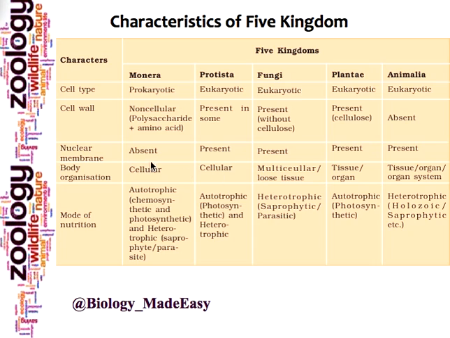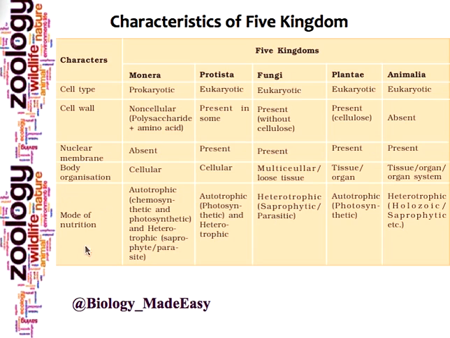And then the body organization. In case of Monera, it is cellular, that means a single cell performs all the vital functions. Same for Protista. However, in the fungi there is a little bit of advancement. That is, they are multicellular and composed of loose tissue type structure. In case of Plantae, they have a tissue organ system organization. And in case of Animalia, it is tissue organ or organ system type of organization.